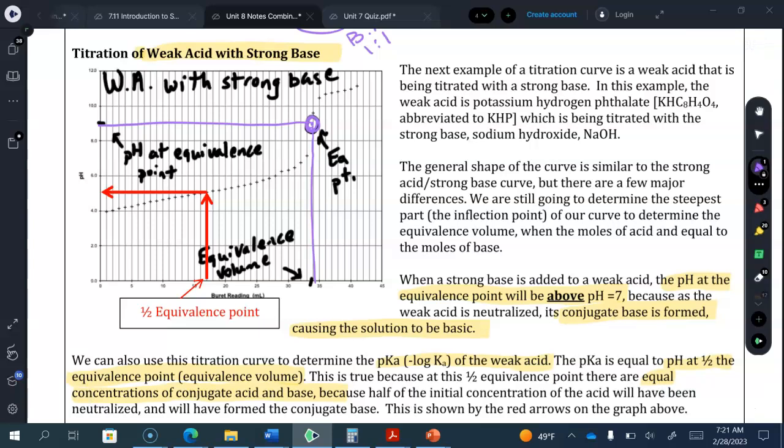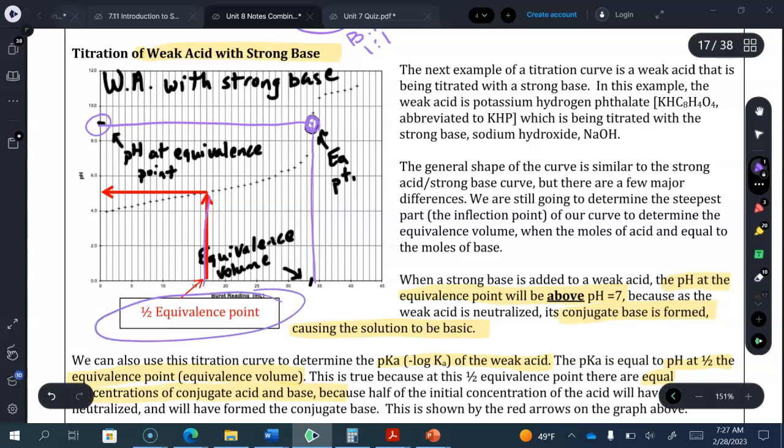When a strong base is added to a weak acid, the pH at the equivalence point we see is above 7, because as the weak acid is neutralized, the conjugate base is formed, causing the solution to be basic. This happens as the reaction works to reestablish equilibrium. We can also use this titration curve to determine the pKa, or negative log of Ka, of the weak acid. The pKa is equal to the pH at the half equivalence point that we see here. So this is our pKa.